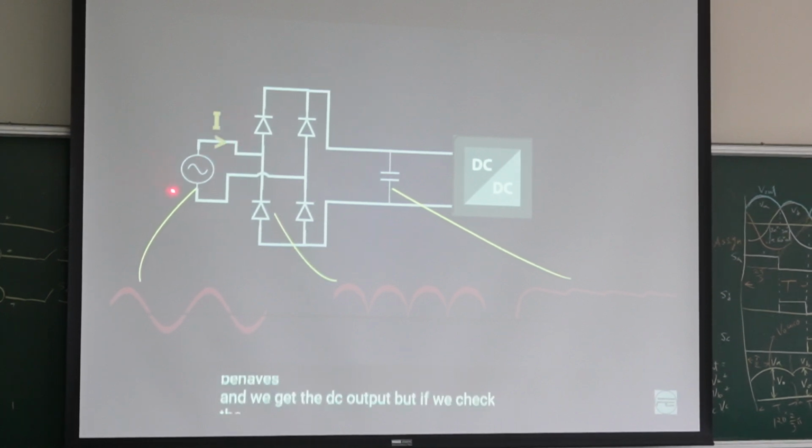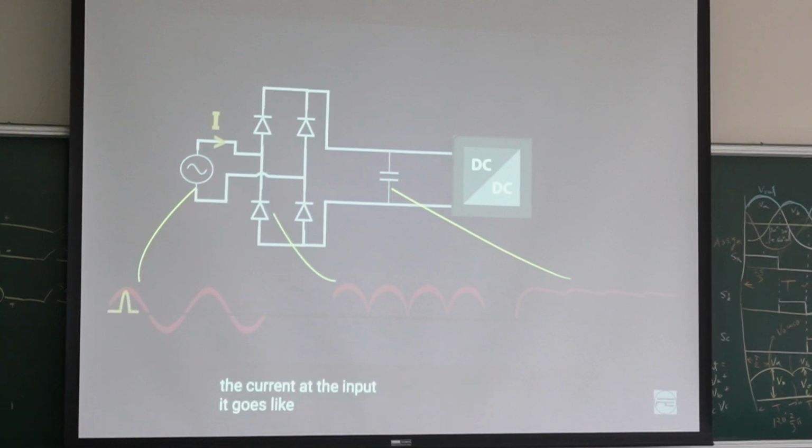But how can you check if we convert AC to DC? At the input, it goes like this. So now we have, the voltage is sinusoidal, but the current is full of distortion. The current is not good.